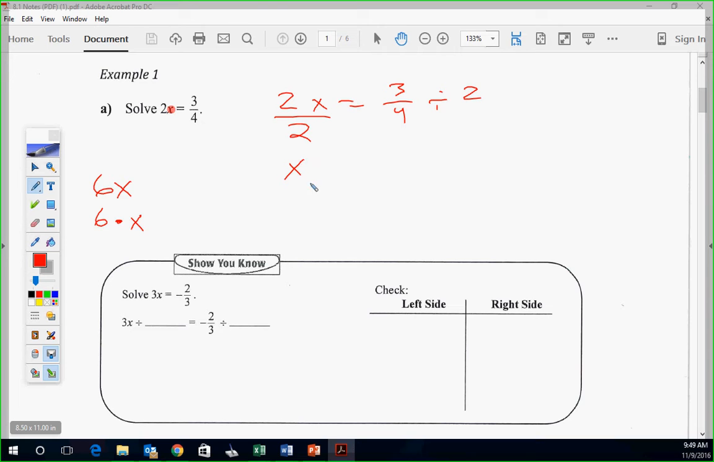So here we go. This cancels. That's why we divided it. When you divide by a number, we do what? By fractions, we do, good, times by the reciprocal, or flip and multiply. 3 times 1 is 3. 4 times 2 is 8. Our answer is 3/8. That is our answer.